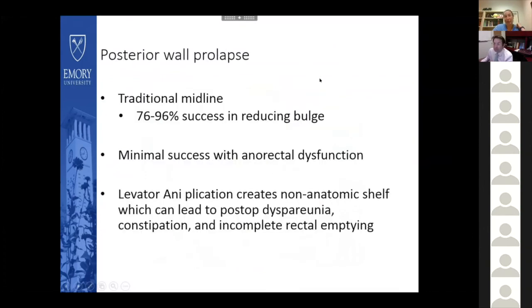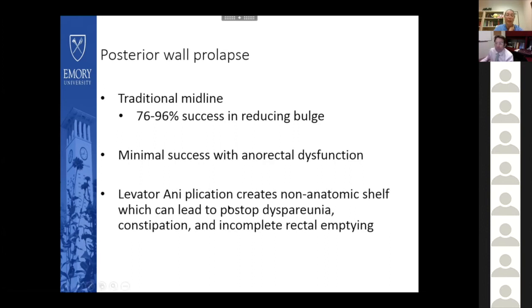Posterior wall prolapse, these are your rectocele repairs, are actually much more successful than your cystocele repairs, about 76 to 96% success in reducing the bulge. Minimal success when it comes to anorectal dysfunction. Why? Because that is a very complex disease process, lots of constipation, lots of bowel issues. I can fix the bulge. I cannot promise that you'll poop better.